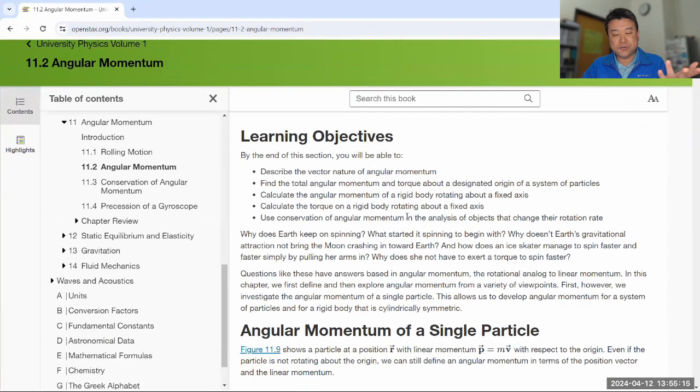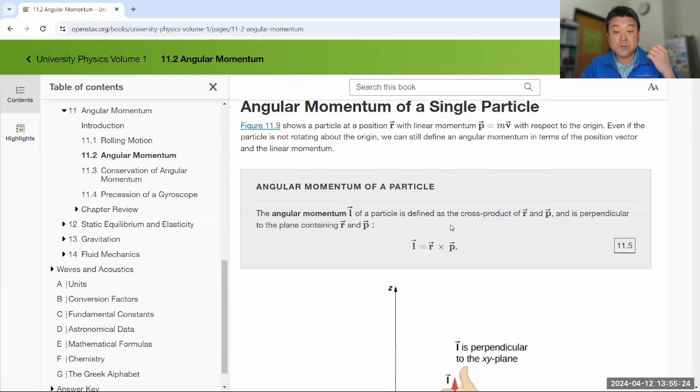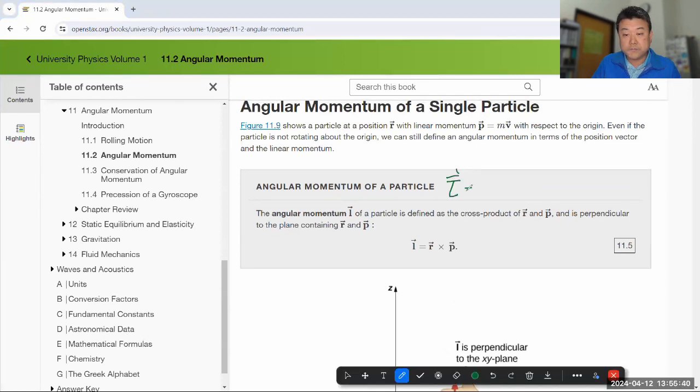And then they finally introduce angular momentum. Angular momentum is the rotational version of momentum, and it's built in a similar way. When you saw torque, torque was defined as the displacement vector cross product with the force vector. And angular momentum is defined in a similar way.